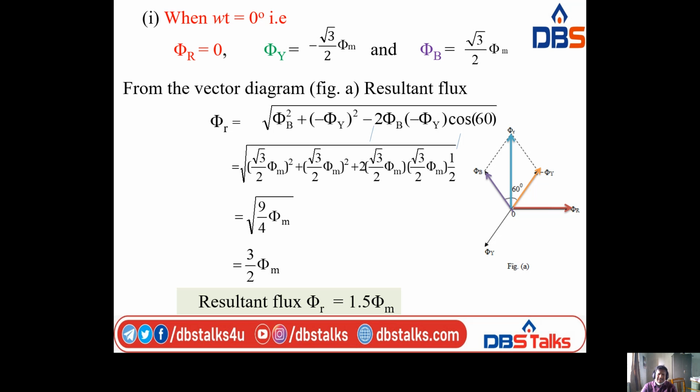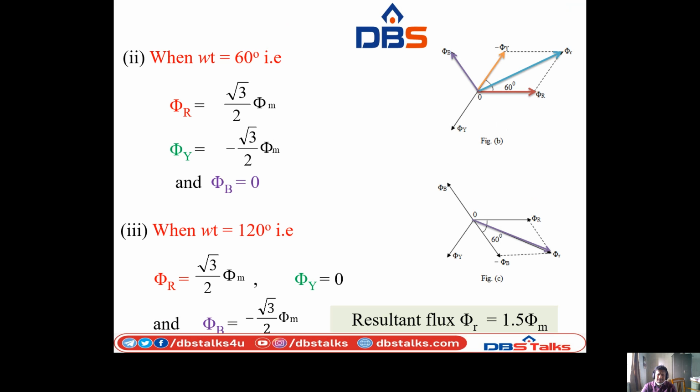Now take another case. Omega t equals 60 degrees. Listen to this, this is also an important question. Sometimes they are asking it. For this question, this phasor diagram is important. Once again, please listen clearly. Omega t equals 60 degrees. Substituting omega t 60 degrees in the above three equations, that is phi R, phi Y, phi B, we are getting the values like this. Phi R is equal to root 3 by 2 phi m, phi Y is equal to minus root 3 by 2 phi m, and phi B is equal to 0. So here phi B is 0.